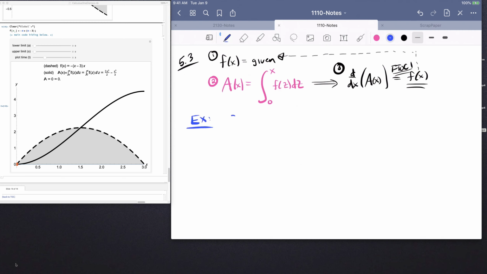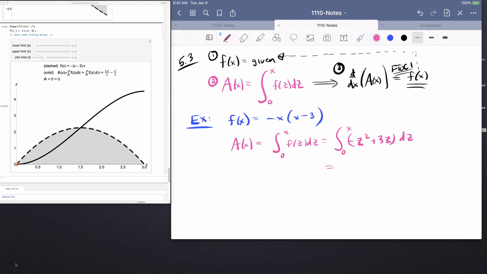We can see on the left side of the screen that we've been given the function f of x equal to negative x times x minus 3. So here is a function f of x. We can make a new function called the area function and integrate that function from 0 to x, f of z dz, which means that we're going to find the definite integral from 0 to x of negative z squared plus 3z. And when you compute that definite integral, it's possible to find the antiderivative, capital F of z, and then we will evaluate that from 0 to x.